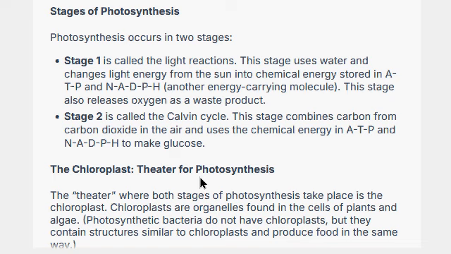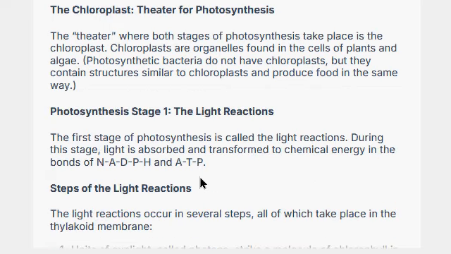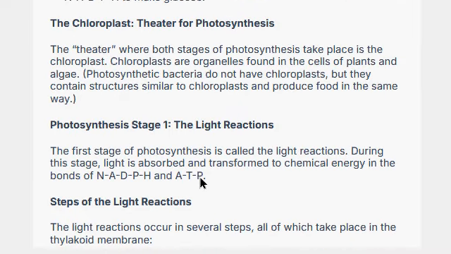Stage 2 is called the Calvin cycle. This stage combines carbon from carbon dioxide in the air and uses the chemical energy in ATP and NADPH to make glucose.